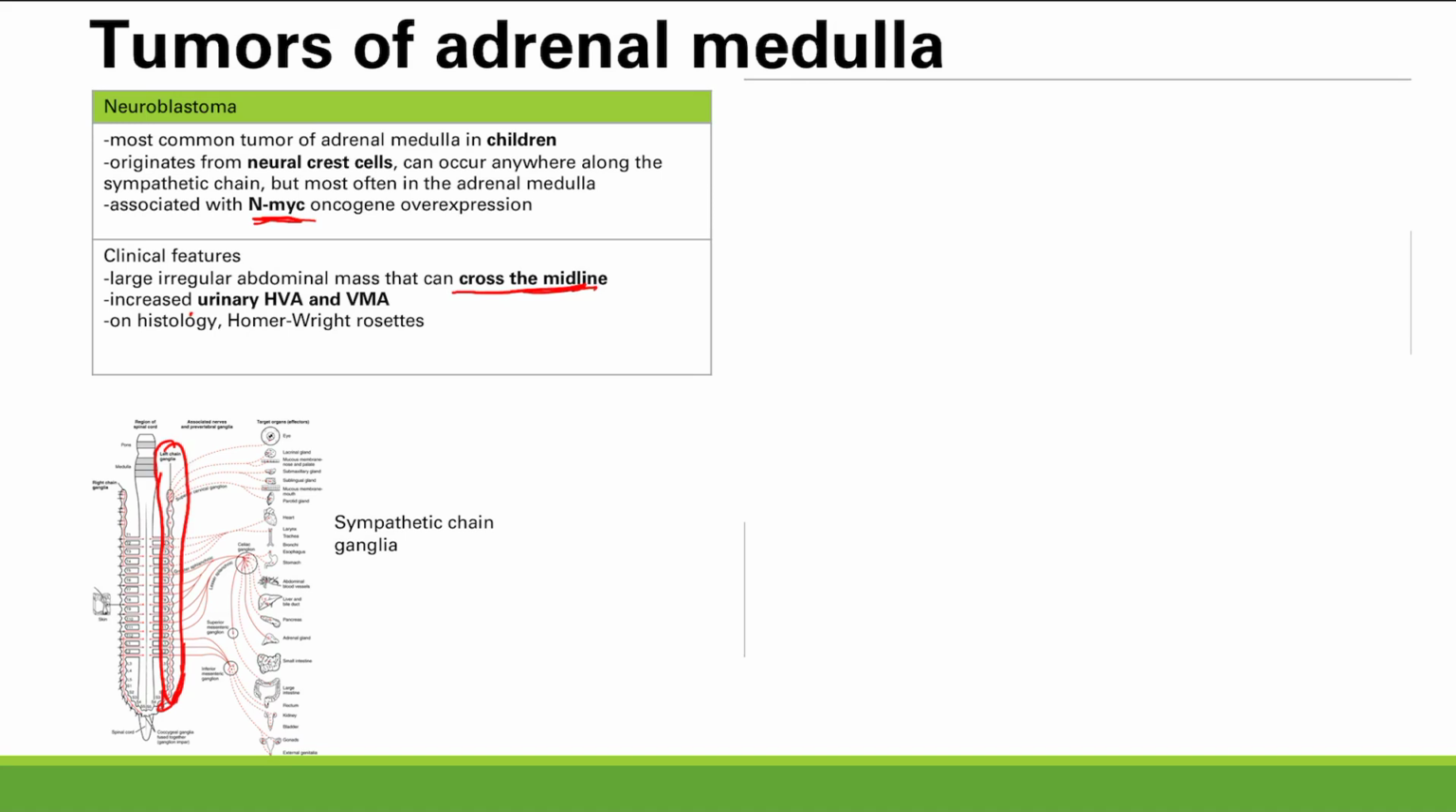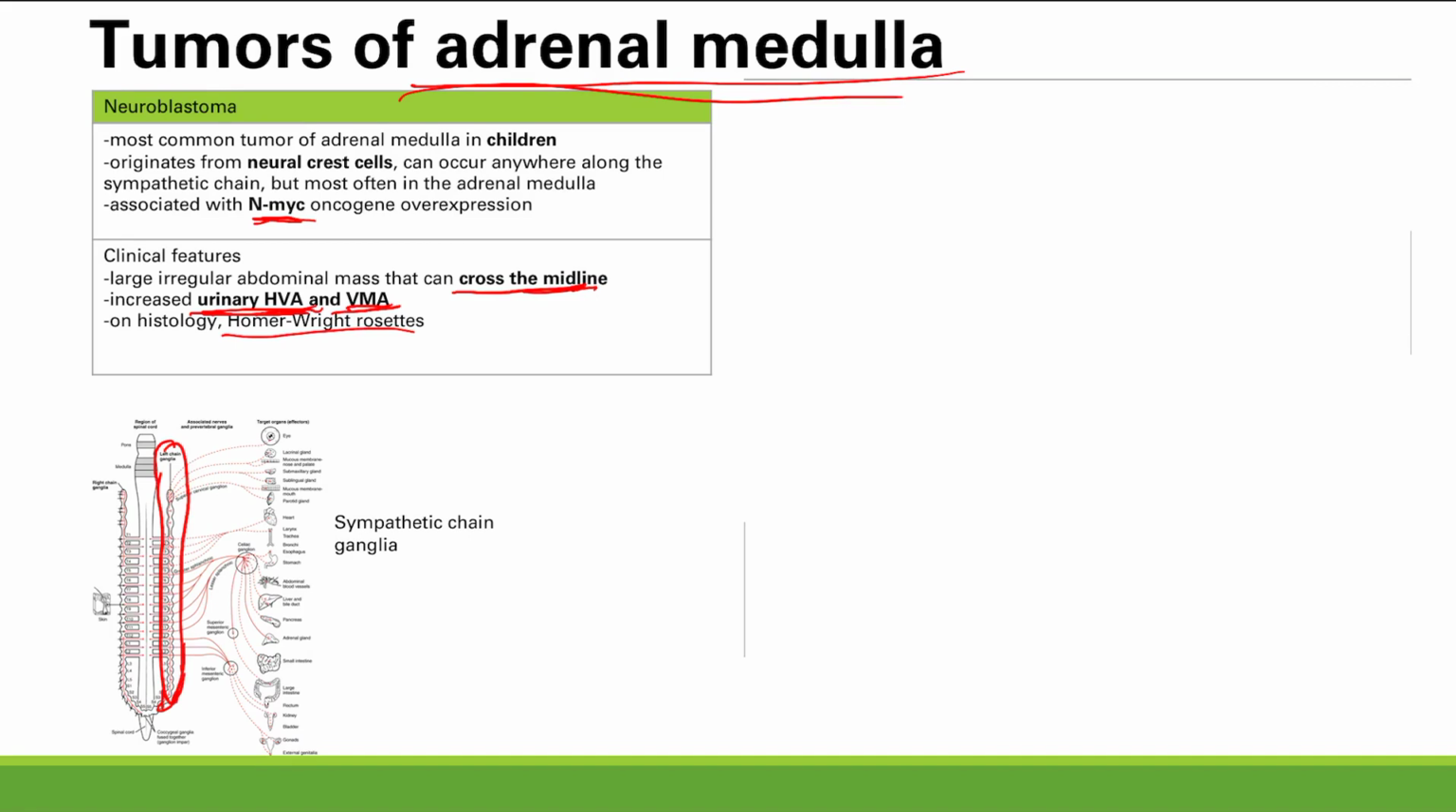What you're going to see is increased HVA and VMA. Why is that? Well, first of all, what does the adrenal medulla even release? Remember, it releases catecholamines like norepinephrine, epinephrine. These are going to get broken down, and these are the metabolites, HVA and VMA. So you're going to see increased urinary HVA, urinary VMA. On histology, you're going to see Homer-Wright rosettes. Just another quick throwback. You see these also in medulloblastoma of the brain. Okay, so that's neuroblastoma. That's the adrenal medullary tumor in kids.